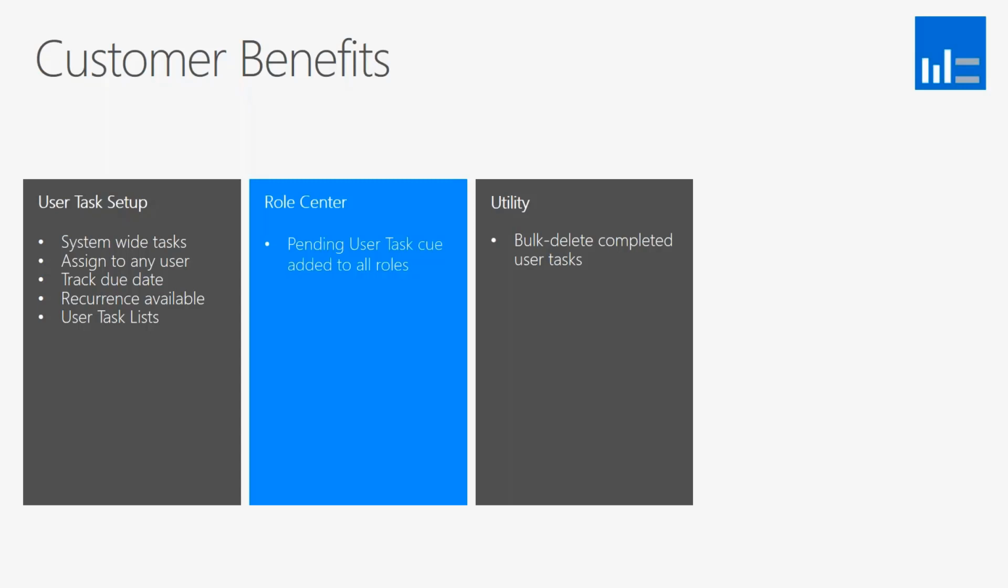And then of course a user task list. So we can view all of the task lists by user, and each user sees their own task list, of course, and it's driven to their role center. And that's where some of the power really sits, is being able to see what you have to do and when, as soon as you log into NAV. Directly from your role center, you will see the pending user tasks and be able to execute on them.